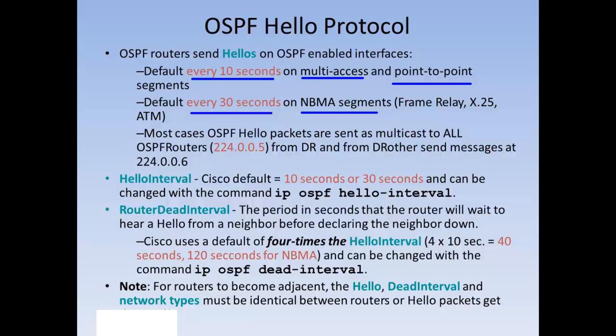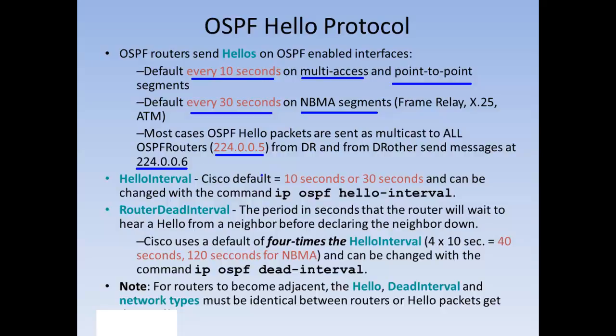So how are the hello packets sent? I have explained DR and BDR. When the DR sends the hello to another router in the network, it uses the IP multicast address 224.0.0.5. But when another router except the DR sends the hello to the DR, it uses the IP 224.0.0.6. So these are the two multicast IPs that OSPF uses to send the hello packet.